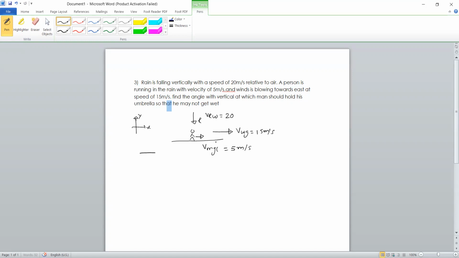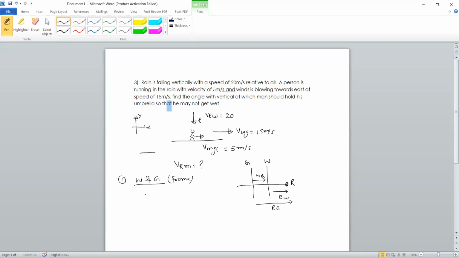Since we have been asked in what direction the man should hold the umbrella so that he may not get wet, in other words, we have been asked to find the velocity of rain with respect to man. So this we have to find out. Let's consider the first frames, wind and ground. These are my frames. We are observing the particle, which is rain. There is a wind frame and there is a ground frame. So just draw the position vectors first. This is RW, this is RG, and this is WG.